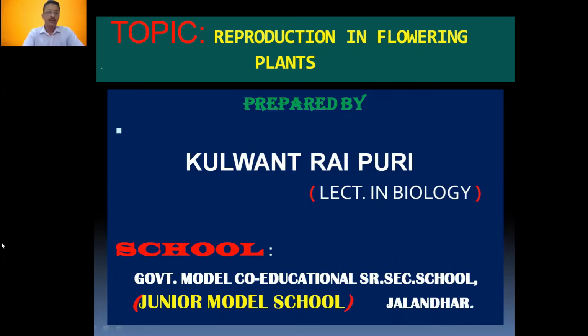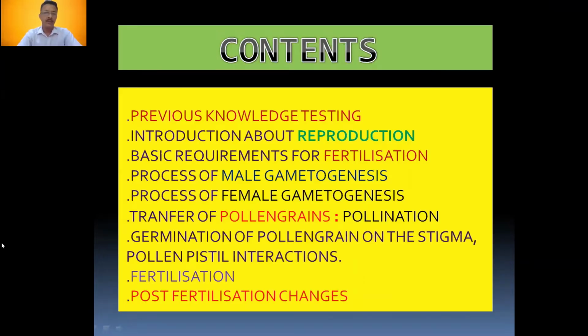Today I will discuss with you the topic which is present in the +2 biology book in the second chapter, Reproduction in Flowering Plants. Reproduction is the process by which living beings produce young ones of their own kind to maintain their race and to maintain their population in this world.